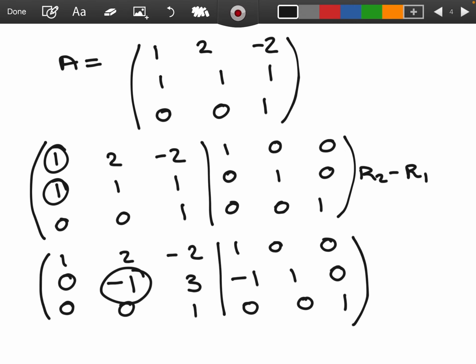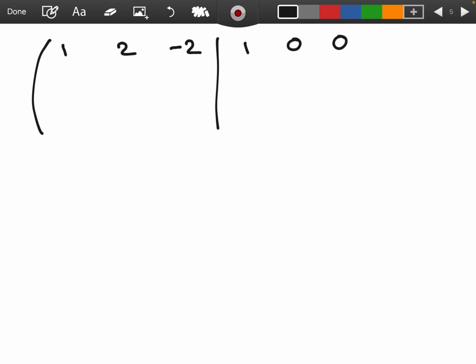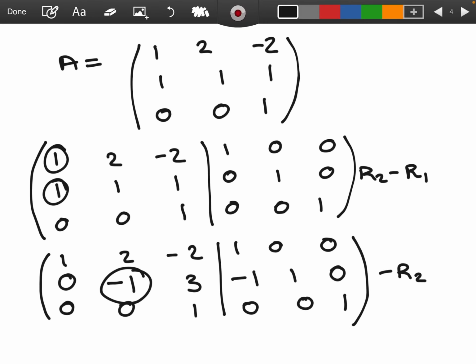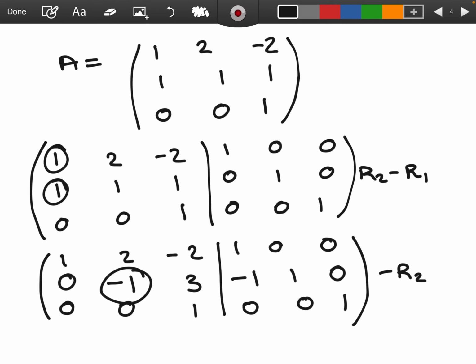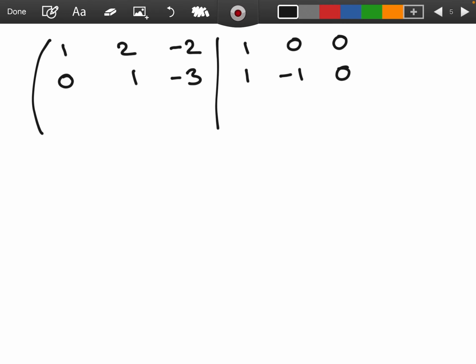Now, my row 2, I need to multiply the whole thing through by negative 1. So I'm now going to end up with negative of what my row 2 is here. So I'm going to end up with 0, 1, negative 3. And then my right-hand side is going to be 1, negative 1, 0. And I'm not changing my row 3 at this point, so that is going to remain the same.